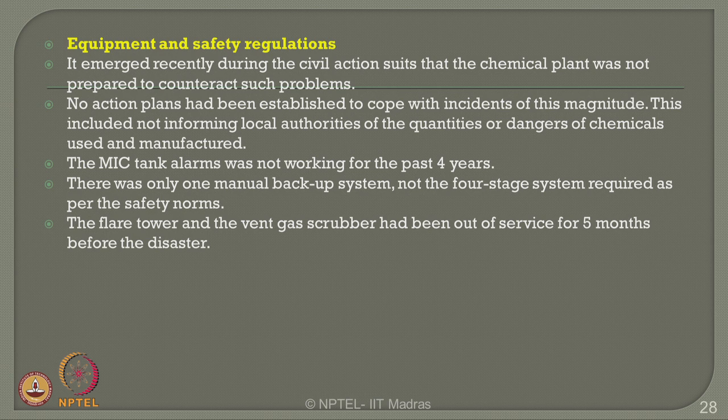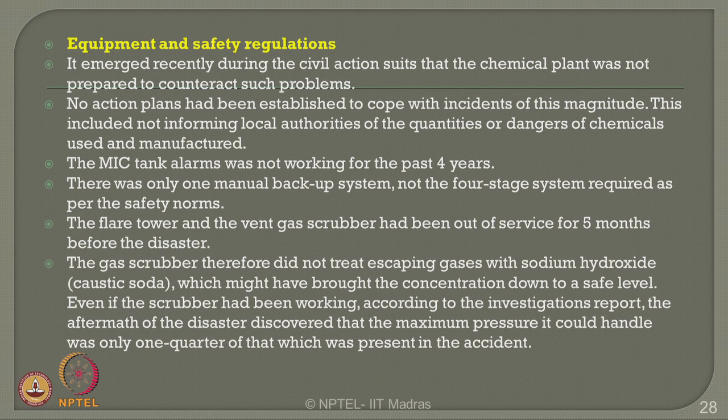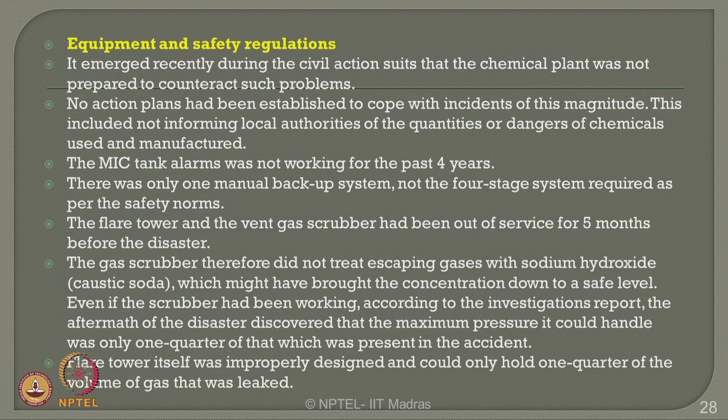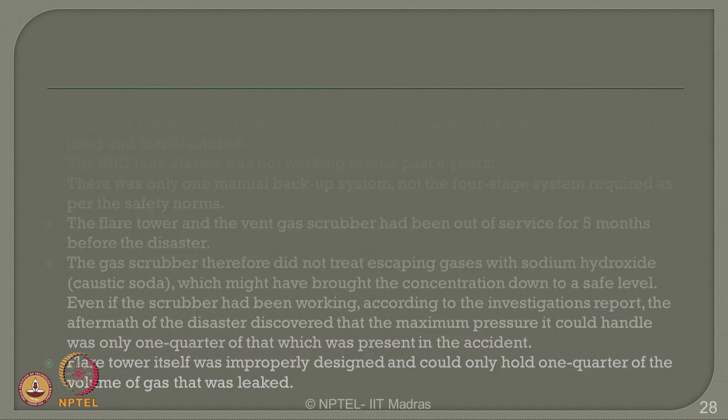The flare tower and the vent gas scrubber had not been in service for 5 months before the disaster. The gas scrubber therefore did not treat the escaping gases with sodium hydroxide, which is caustic soda, which might have brought the concentration down to a safe level. Even if the scrubber had been working, according to investigation reports, the aftermath of the disaster discovered that the maximum pressure it could handle was only 1/4 of that which was present in the accident. The flare tower itself was improperly designed and could hold only 1/4 of the volume of gas that was leaked.